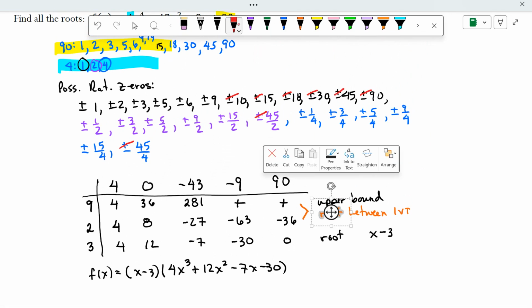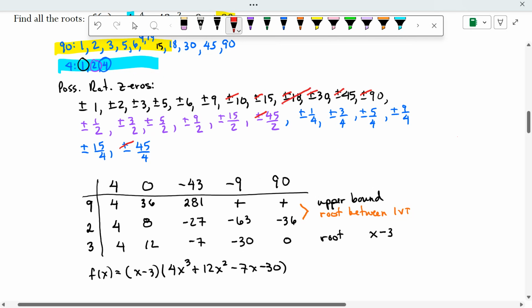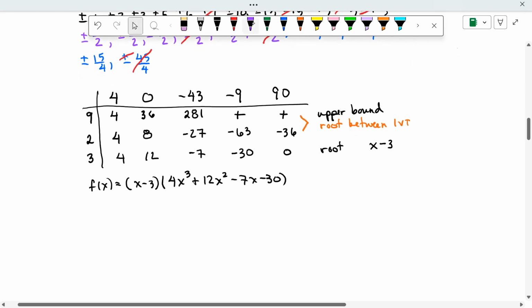So any factor of 90 that is not a factor of 30 is out. So 18 is out, 45 is out, 90 is out, plus or minus. 9 is not a factor of 30. So I have now eliminated those. I could look at the others further, but I think I can get the 9 halves and 9 fourths out of here. So I've now narrowed it down again, but I'm also making my synthetic division easier because I am no longer using the original polynomial.